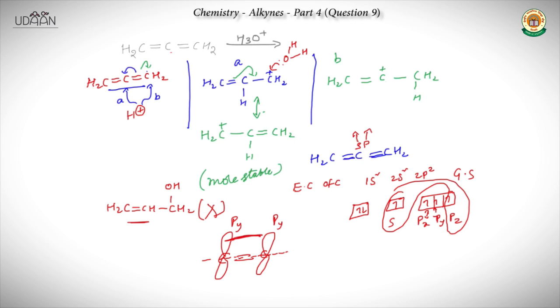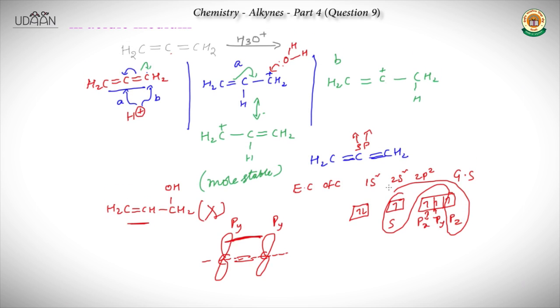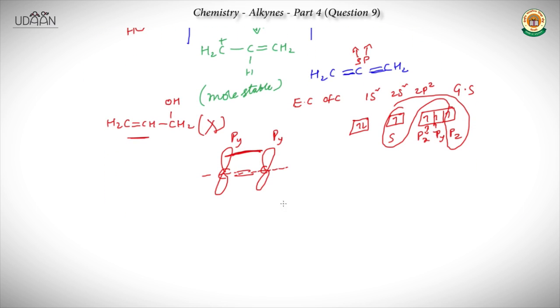And now, here in this allene, for this we have two pi orbitals. And this has one pi orbital, and this has one pi. And the middle carbon has two pi orbitals. Let's draw it more clearly. I'll illustrate this now.